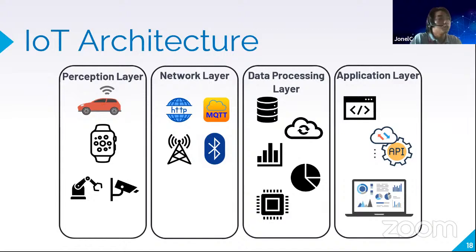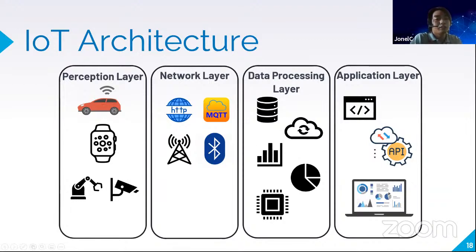The next layer is the network layer. This layer is actually the connecting layer between the perception and the data processing layer. Okay, and it gets data from the perception layer and passes data to the middleware layer using networking technologies like 3G, 4G, UMTS, Wi-Fi, Bluetooth, HTTP protocols, or MQTT protocols. All these protocols are done in the network layer. They get data from the perception layer and then pass it to the data processing layer.